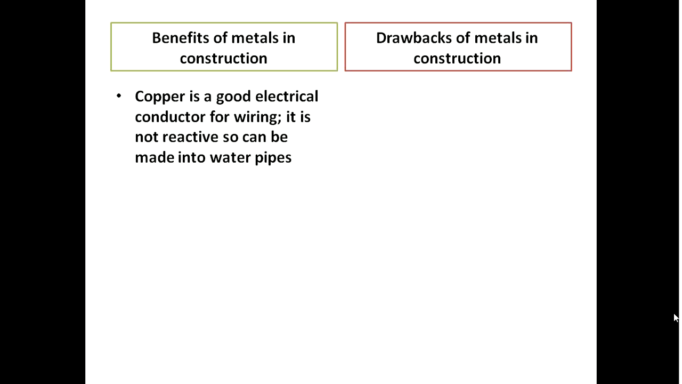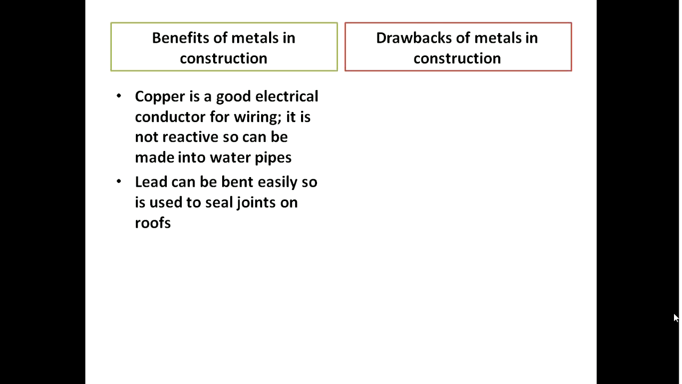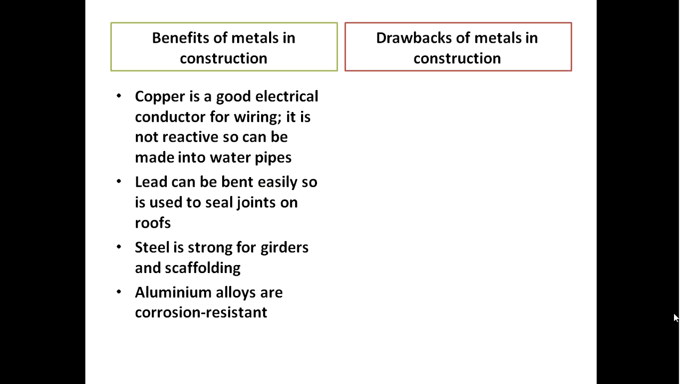It is not reactive, so it can be made into water pipes. Lead can be bent easily, so it is used to seal joints on roofs. Steel is strong, so it is used for girders and scaffolding. Aluminium alloys are corrosion resistant.